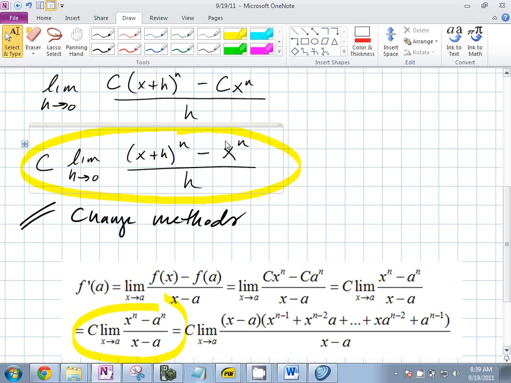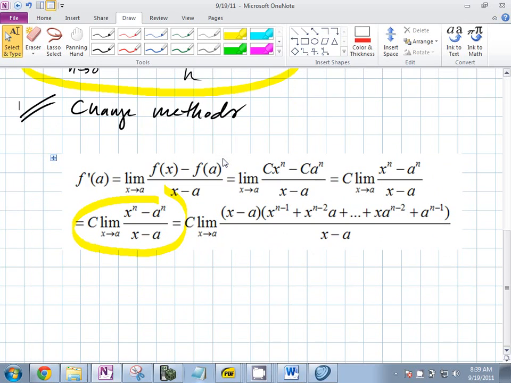Do we have the same power here and here? Yeah. We have the same power, so we have something to a power minus something else to a power. So could we use this formula right here? Yeah. We absolutely could. In this case, x is x plus h, and a is x. If we make that direct substitution, which is fine, it doesn't change anything, we end up with this.